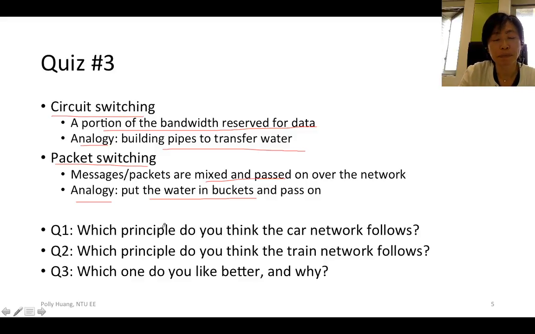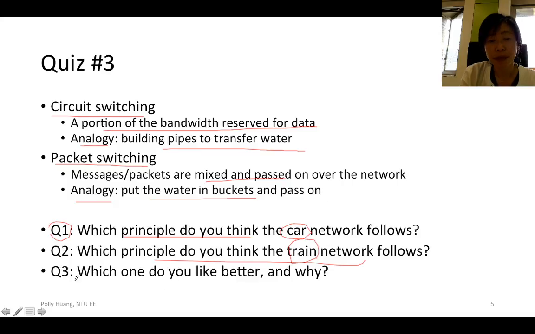So Q1 here asks, which principle do you think the car network follows? We do have a car network here, right? The transportation system, a human transportation system. So what do you think? How are we transporting cars in our street network? And what about the train network? We have all these train tracks there, right, to take trains from place to place. Is the train network more like circuit switching or packet switching? Is the car network more like circuit switching or packet switching?